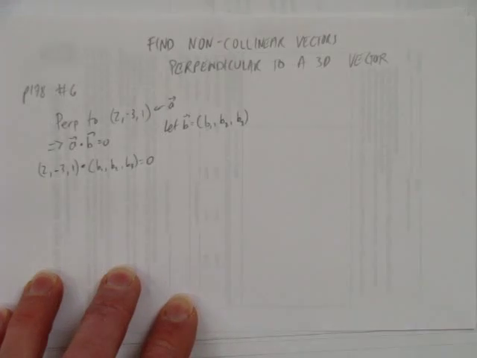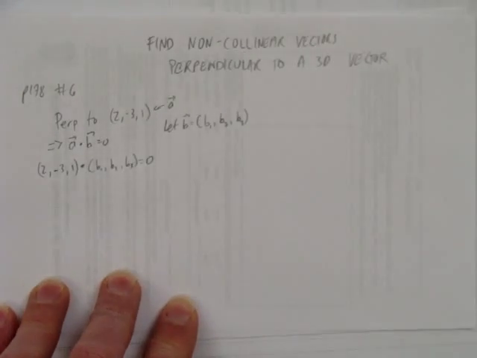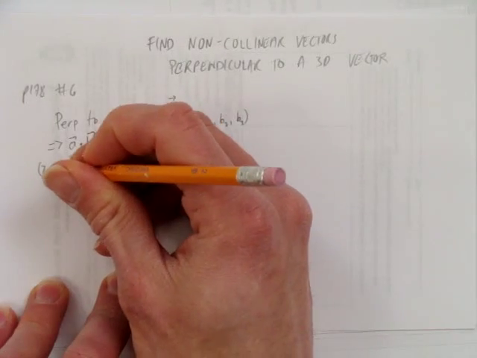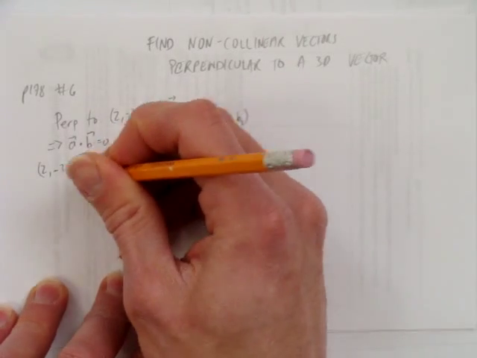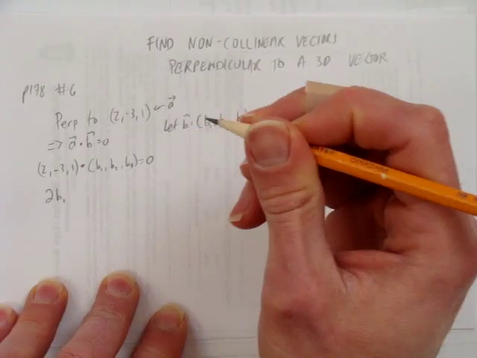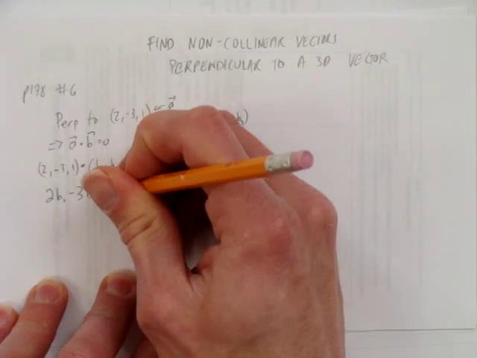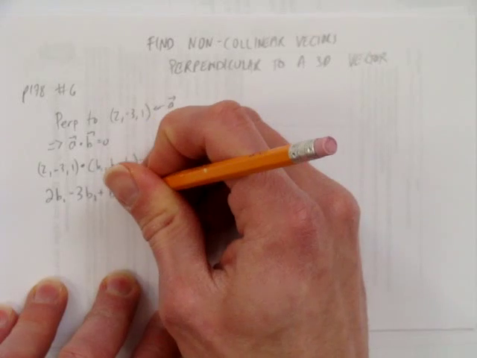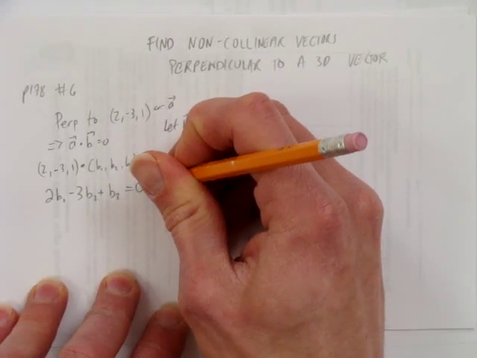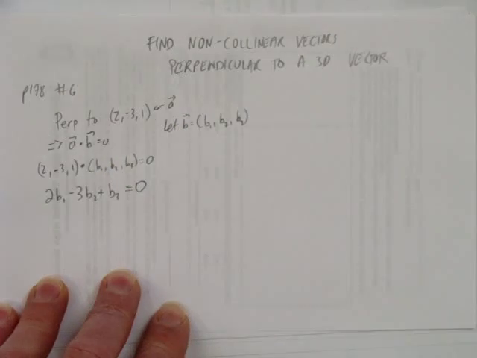Well, we know how dot product works. If you don't, I recommend watching the video on dot product. You just multiply each component correspondingly. So we get 2 times b1 minus 3 times b2 plus 1 times b3, which is just b3, equals 0. So now we have a formula, a pattern we can use to solve for the components that we need.